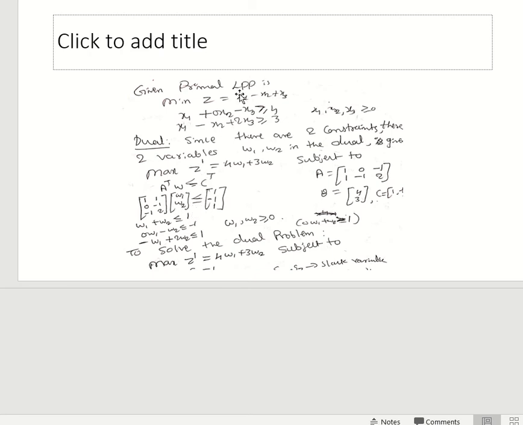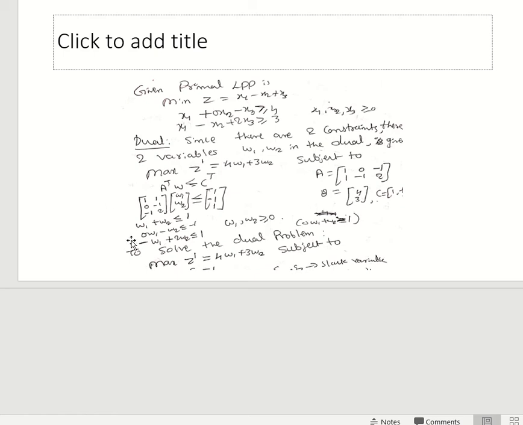Already we have discussed that C means the coefficients of x1, x2, x3 from the minimization objective. So [1, -1, 1], written as a column matrix. Now it is just like a simple matrix multiplication, row into column. So 1W1 + 1W2 ≤ 1. Similarly 0W1 - 1W2 ≤ -1, and -W1 + 2W2 ≤ 1, where W1 and W2 are positive.